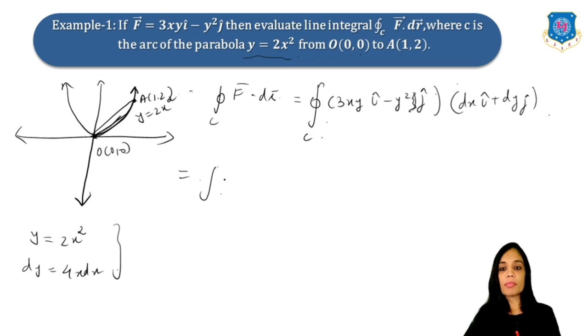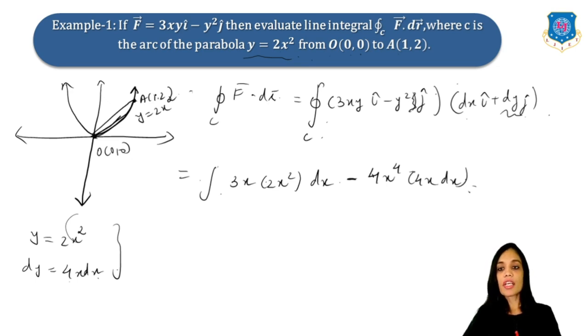So let us put these two values in this. Our line integral will be 3x, in place of y put 2x square, so 2x square, into dx. Now minus y square will be what? 4x raised to 4, you have to put this in place of y, into dy, but our dy will be 4x dx, right? And now everything is converted into x. So now let us put the limits of x. It is from 0 to 1. Now simplify this. So it will be integral 0 to 1 of 6x cube minus 16x raised to 5 dx.